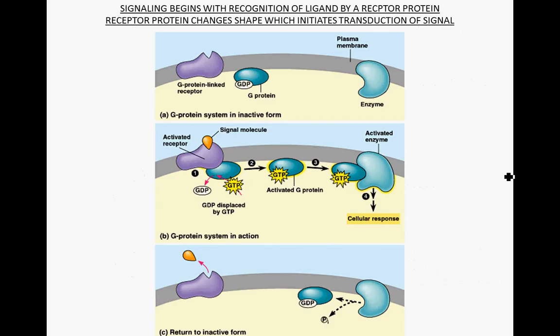So the big two, the G protein linked receptors, are a class of receptors that are associated with a G protein. And so the image at the top here in A, right? So this is in the inactive form. So we haven't signaled any sort of response yet. So here is the G protein linked receptor, and it's linked to a G protein. So this is the receptor. Here is the G protein. And you notice that in an inactive state, it has GDP bound to it.